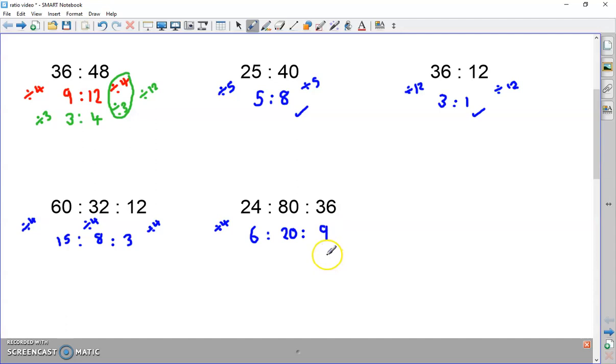Okay. 6 and 9 are both in the 3 times table, but 20 is not. 20 and 6 are in the 2 times table, but 9 isn't. So again, that one's been simplified as far as possible. Now, if we move down then.